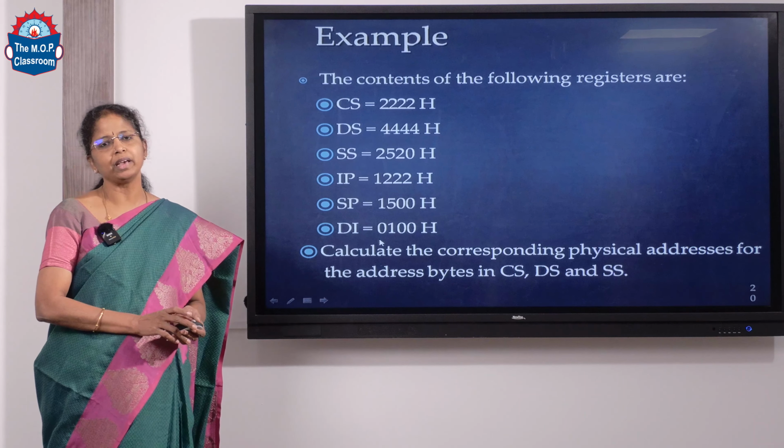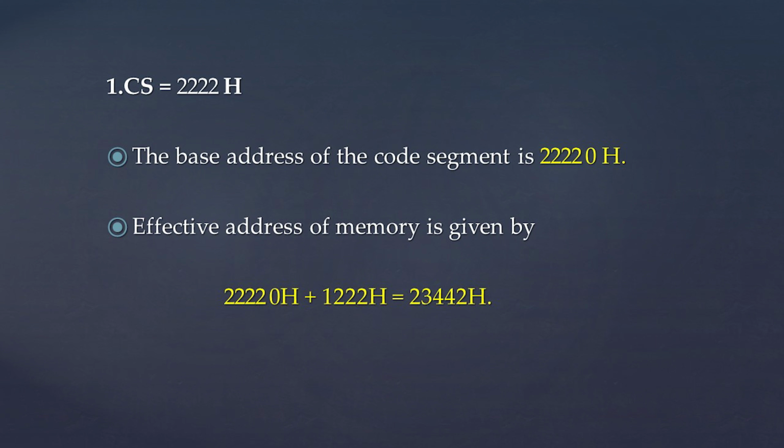So first we'll take the CS. In CS, we have the value 2222H. What is the corresponding offset address for the CS? The offset address will always be in IP for the CS. What is the value in IP? 1222H. So how will I calculate? First I take the value in CS, 2222, append 0 to it, and then add it with the offset value in IP, which is 1222, which gives me the effective address 23442.